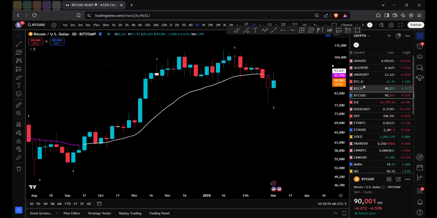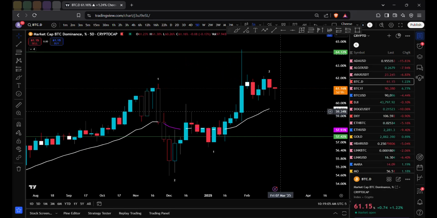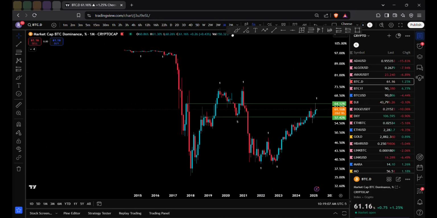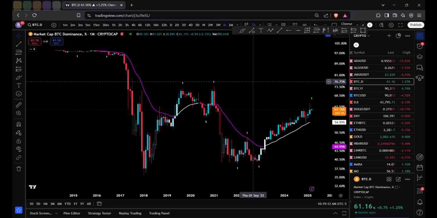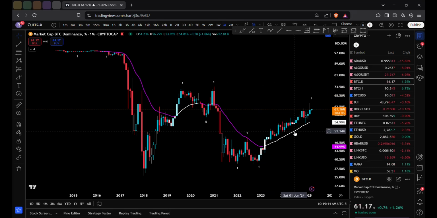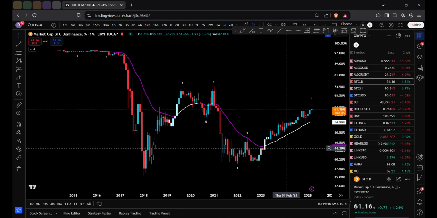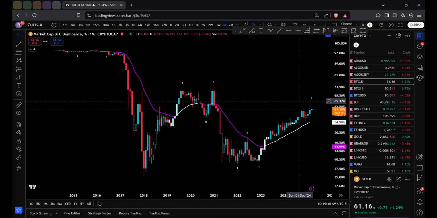First things first, if you haven't already, please add the BTC.D chart to your TradingView. The importance and value behind this chart is that it shows you when we are going into alt season. That happens when Bitcoin's dominance goes down while Bitcoin's price goes up.